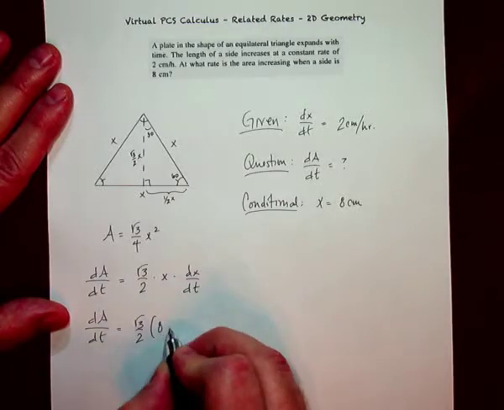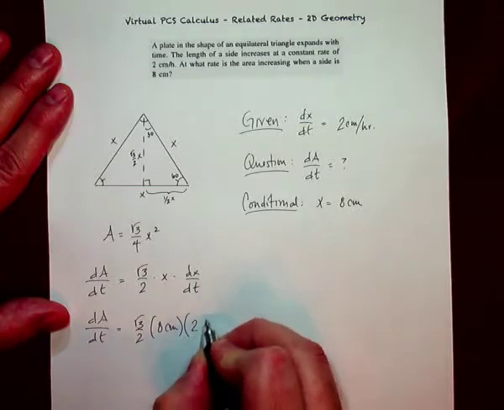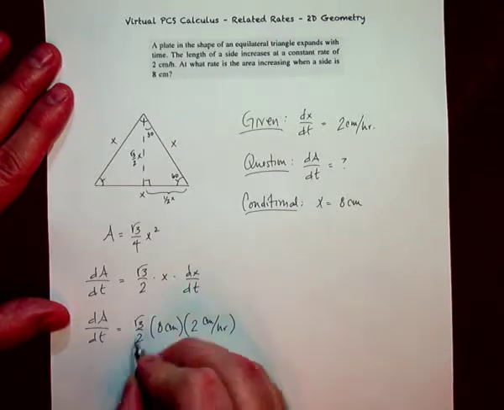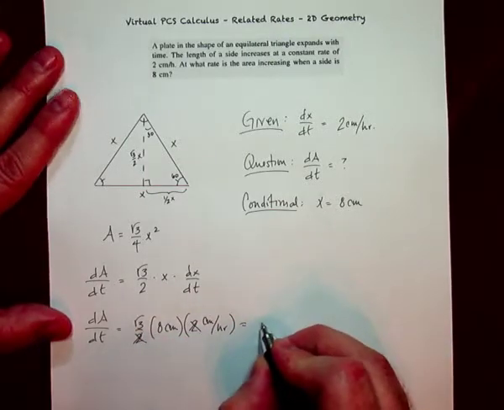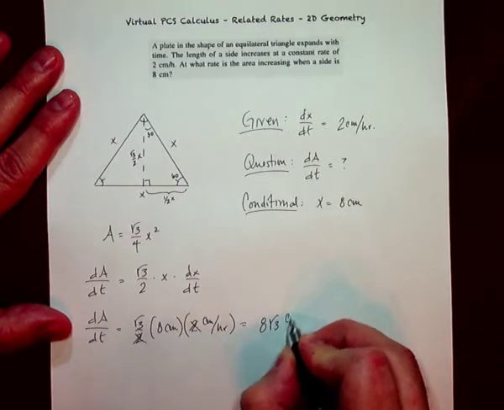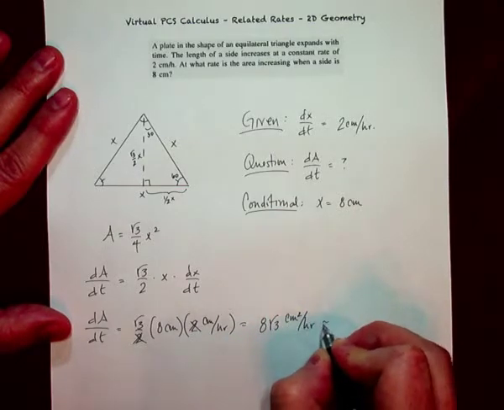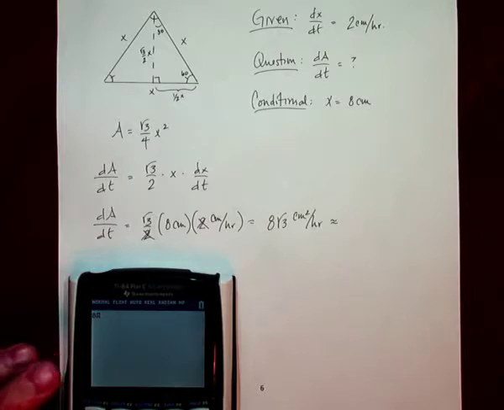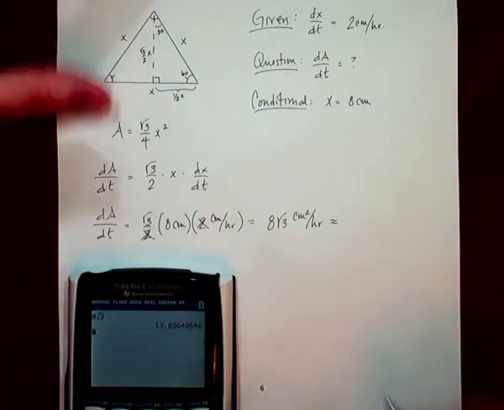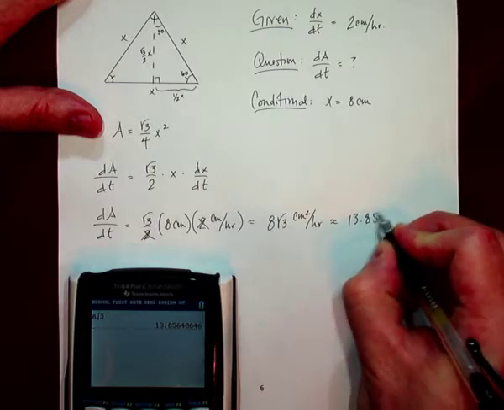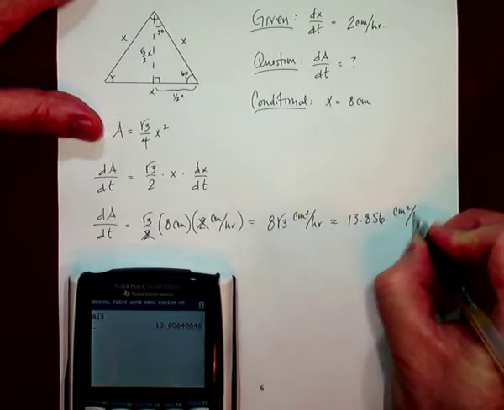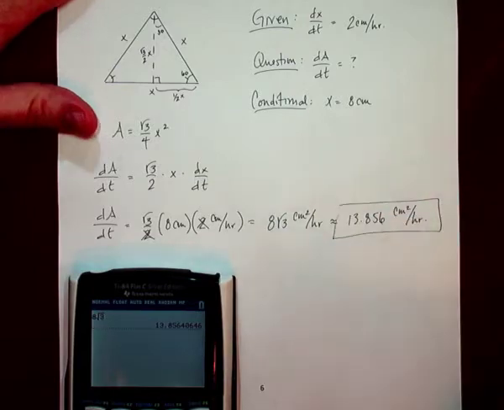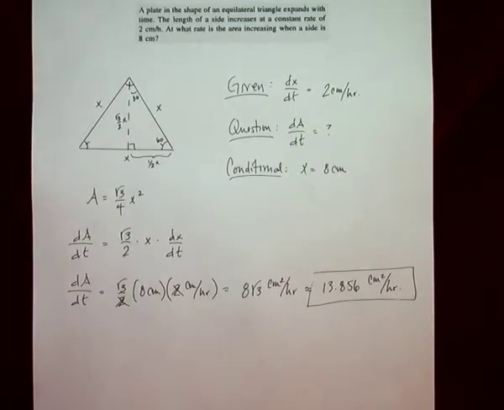X is 8 centimeters, dx dt is 2 centimeters per hour. In terms of simplification, this 2 and that 2, of course, will cancel out, and I'm left with 8 root 3 centimeters squared per hour. And if you want to get a decimal approximation, that's probably a pretty good idea. Let's go ahead and do 8 root 3, and that winds up being 13.856 centimeters squared per hour. And then, of course, you would write me a nice little sentence telling me the significance of that numerical answer that you've arrived at.